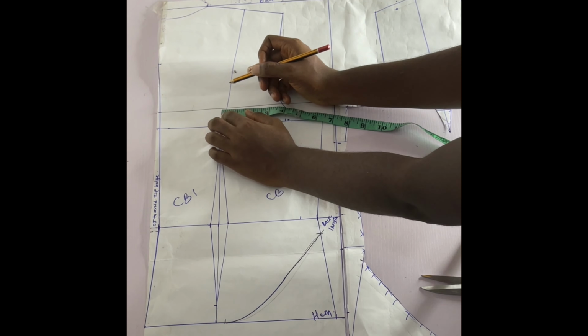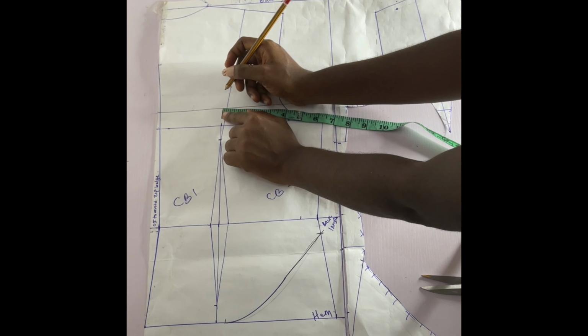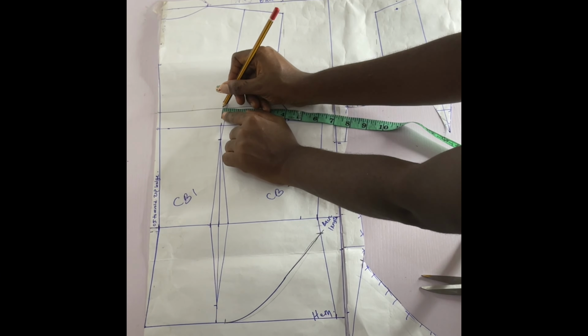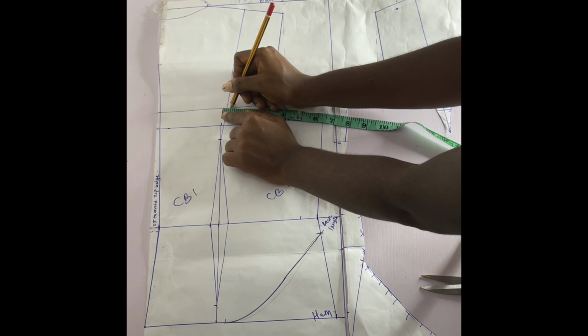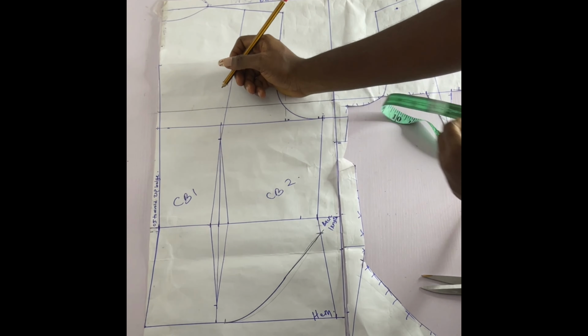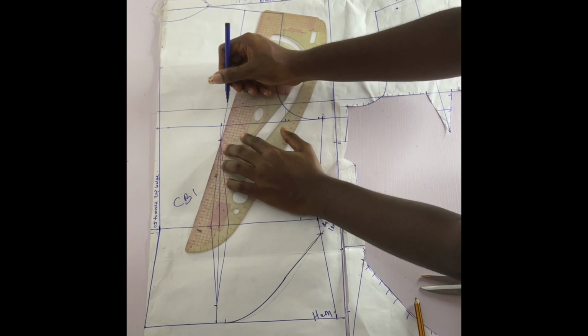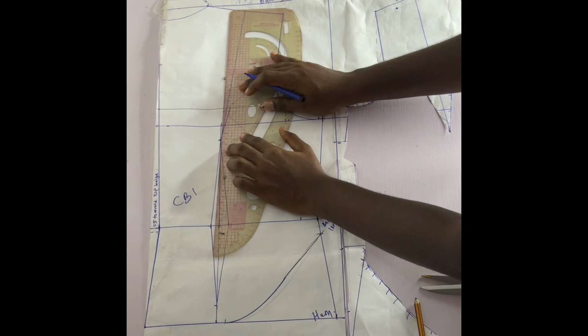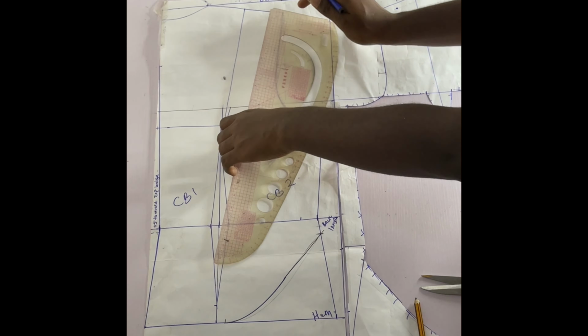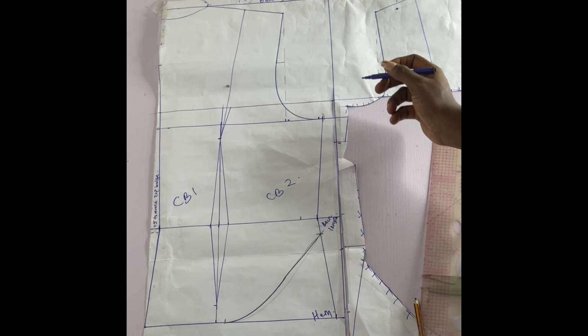So I'll be tightening my back dart by 0.25, not so much that, so that you don't have a bulge at your back. So with that, I'll be using a ruler curves to connect to my dart point.